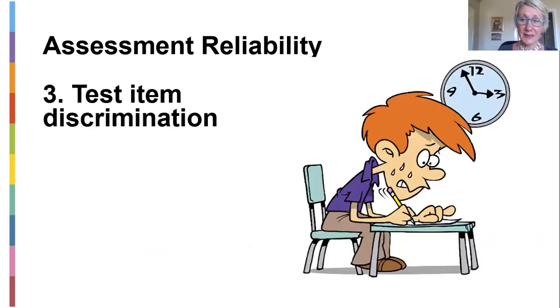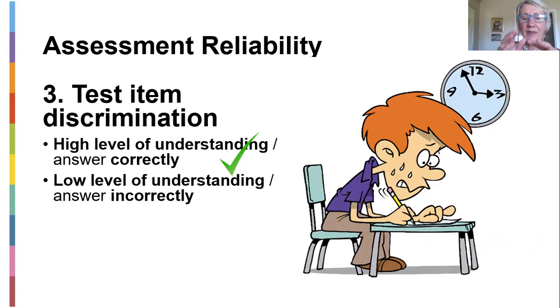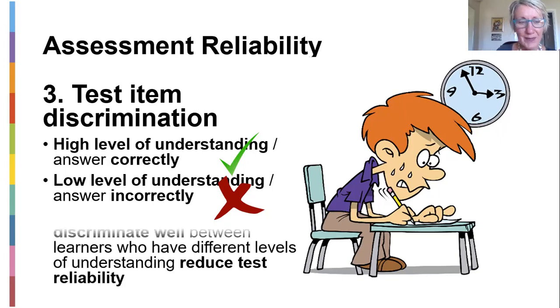Let's look at assessment reliability, but let's look at test item discrimination. If they have a high level of understanding, should they answer correctly? They should. If I really understand the work, I should be able to answer it correctly. But if I've got a low level of understanding, I should answer incorrectly. But you don't want all your clever students, or those who really know, to get them all wrong, because what is wrong with your questions then, and vice versa.